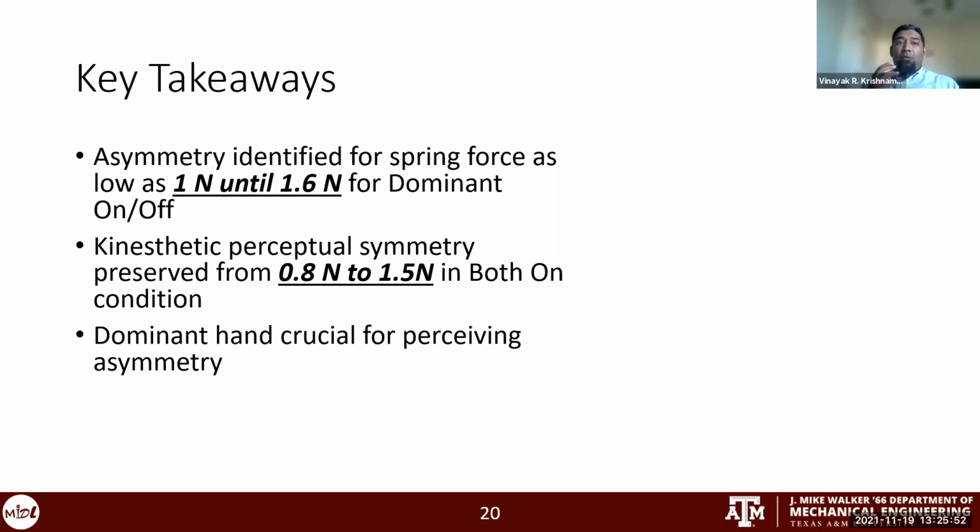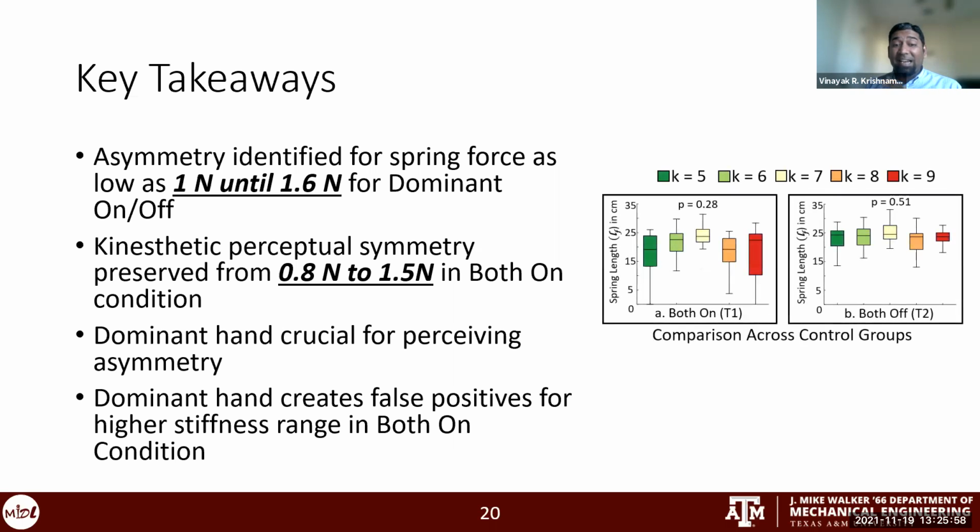One of the reasons was that we found that the dominant hand is very crucial for perceiving this asymmetry. Specifically, it creates false positives when you increase the stiffness for the case where both devices are on. And that's what you are going to see in the chart that I'm showing you on the right hand side. You look at the red box plot, you'll see there's a very large dispersion under the 50th percentile range for the first chart, on the left hand side.